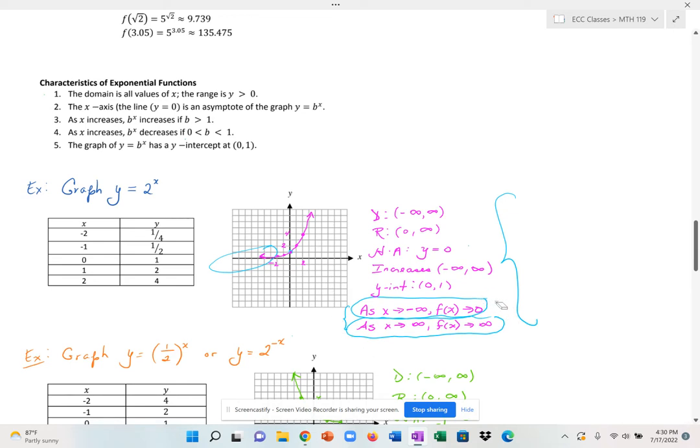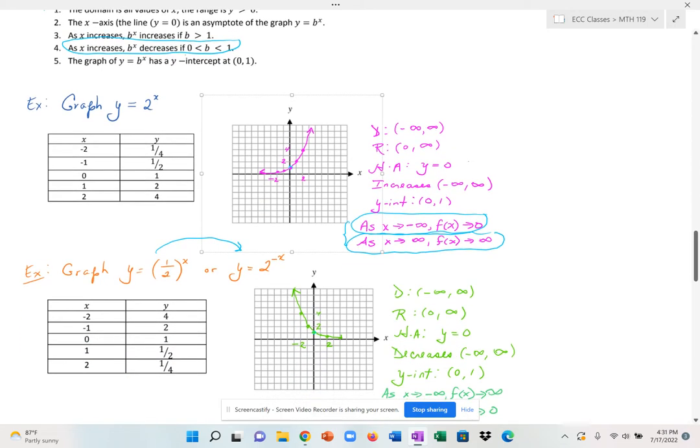Okay, so now we're going to graph y equal to 1/2 to the x. So that's an example where your base is between 0 and 1. In that case, all of the attributes are the same, except your graph will be decreasing instead of increasing like your last example. So remember, 1/2 to the x can be also rewritten as 2 to the -x. They mean the same thing.